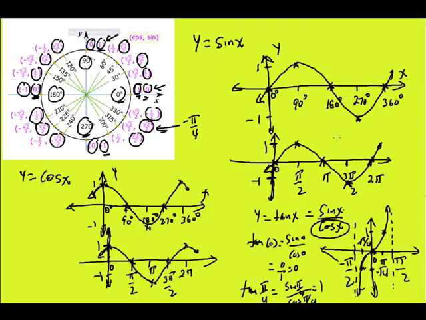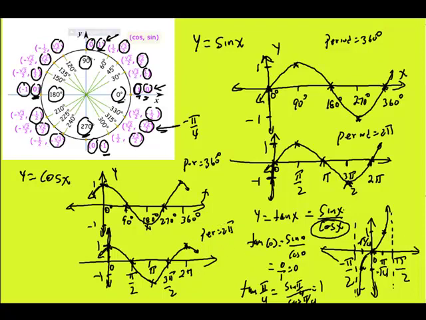Now when you look at these three functions, the period of sine is 360 degrees, or in terms of radians, 2 pi. And the same thing here for cosine, the period is 360 degrees, and in terms of radians, 2 pi. Period means where it starts all over again.